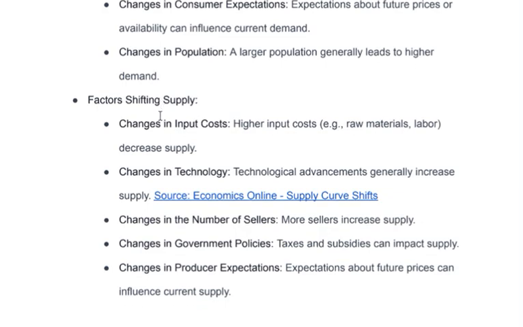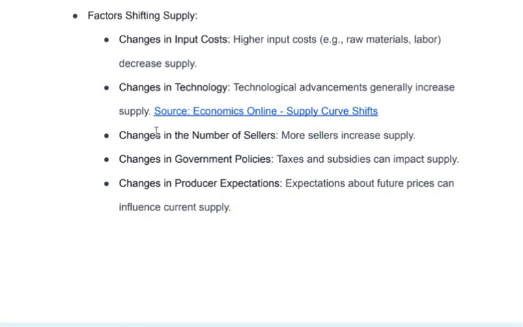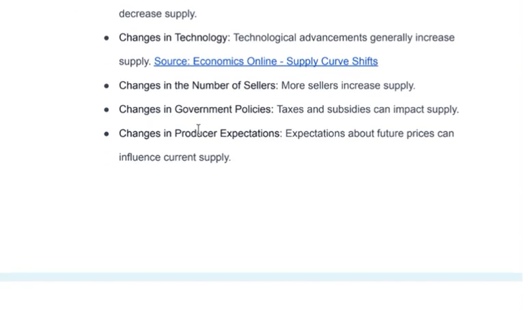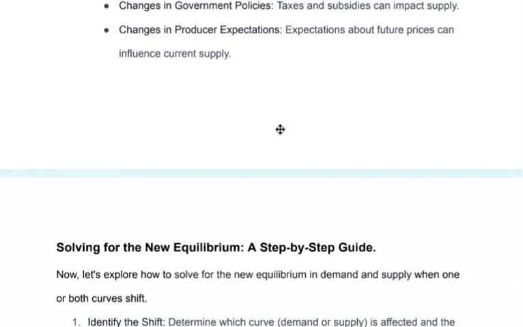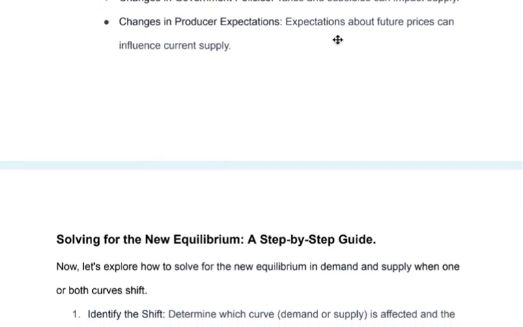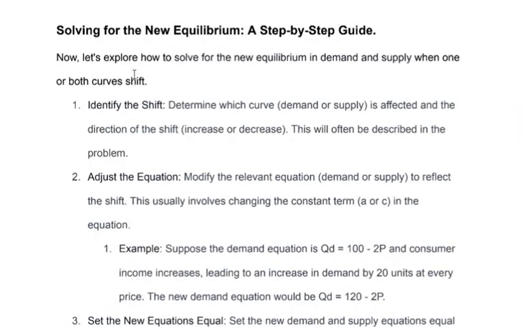Factors shifting supply. Changes in input costs. Higher input costs decrease supply. Changes in technology. Technological advancements generally increase supply. Changes in the number of sellers. More sellers increase supply. Changes in government policies. Taxes and subsidies can impact supply. Changes in producer expectations. Expectations about future prices can influence current supply.